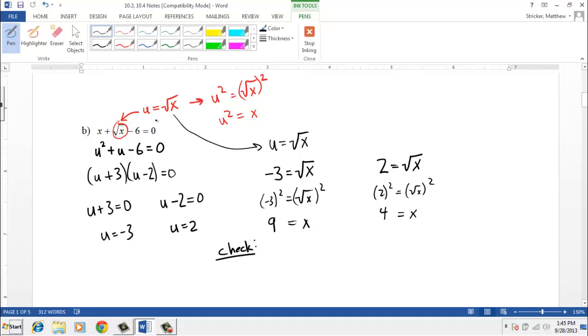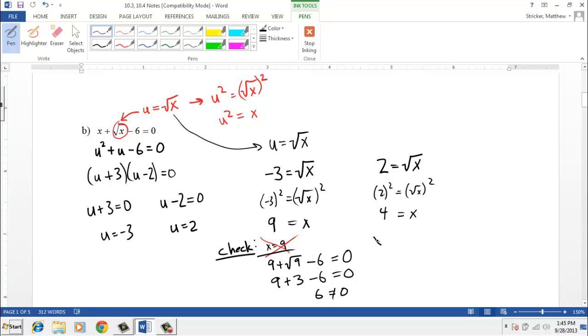So this original equation was radical, and so if we check x equals 9, we end up with 9 plus square root 9 minus 6 equals 0, which gives us 9 plus 3 minus 6 equals 0. Is that true? No, because that gives us 6 equals 0, which is not true. So we would in fact throw that answer out.